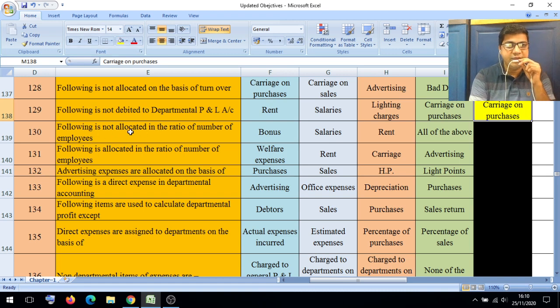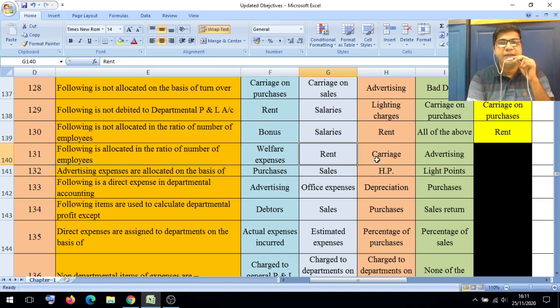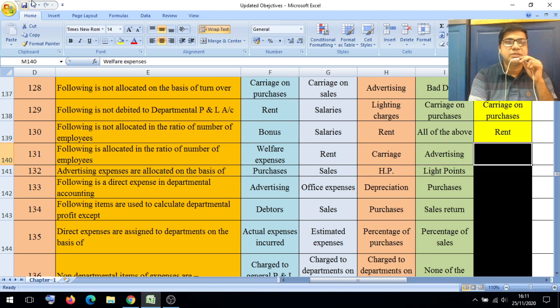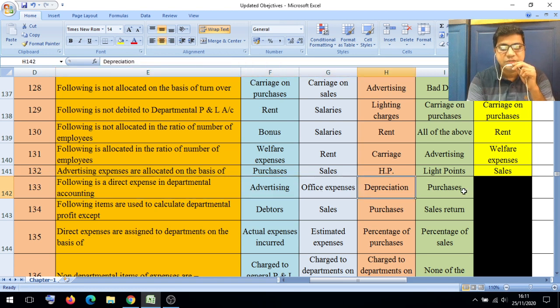Following is not allocated in the ratio of number of employees: bonus, salaries, rent, all of the above. Answer is, I think, rent. Following is allocated in the ratio of number of employees: welfare expenses, rent, carriage, advertising. Answer is welfare expenses. Advertising expenses are allocated on the basis of purchases, sales, hire purchase, light point. Answer is sales. Following is the direct expenses in departmental accounting: advertising, office expenses, depreciation, purchases.